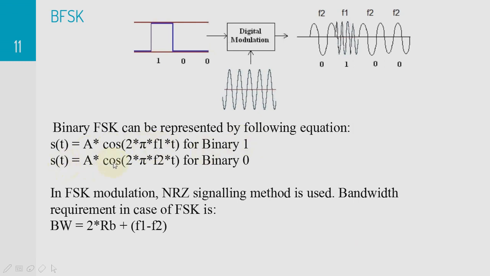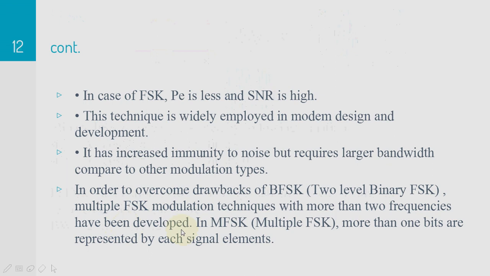FSK: the first signal is the digital signal, the second signal is the carrier signal, and they are applied to the modulator. Then for the zero bit there is a low frequency, and for the 1 bit there is a high frequency. So the output will become A cos of 2 pi f1 t for binary 1 and A cos of 2 pi f2 t for binary 0, and the bandwidth will become 2 RB plus f1 minus f2.